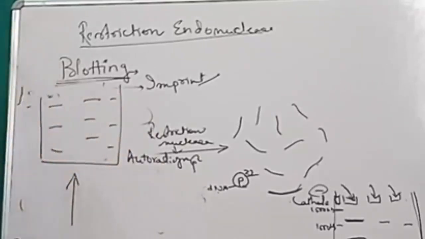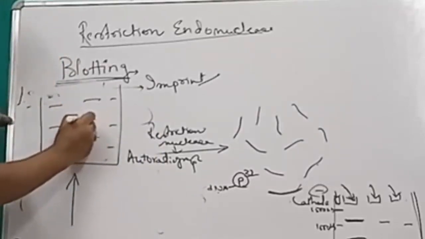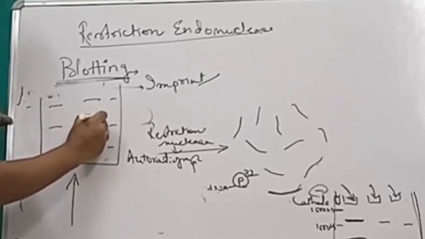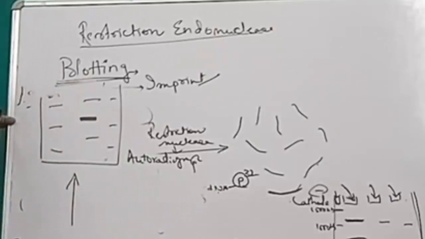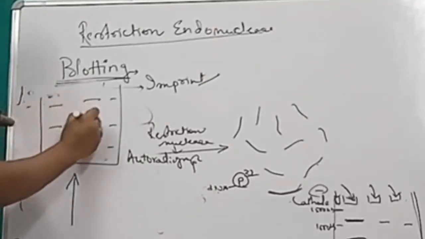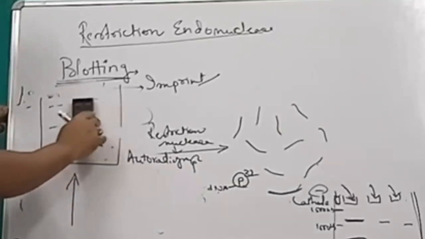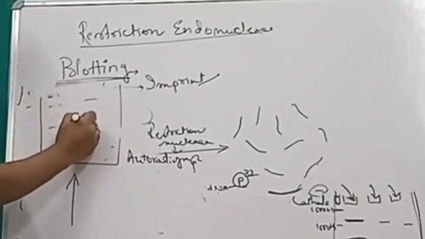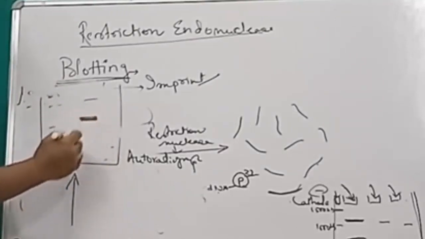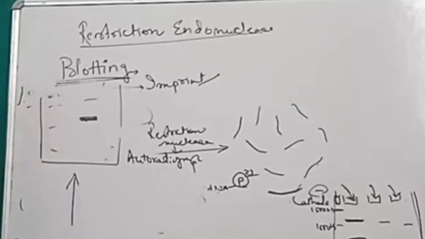this probe will hybridize itself to the gene of interest. Suppose this is the gene of interest, and this particular segment will glow. Radiographically you will get the impression. The rest, you won't get anything as such. So by that you will be able to find this particular fragment, identify it, and then you are going to separate it.